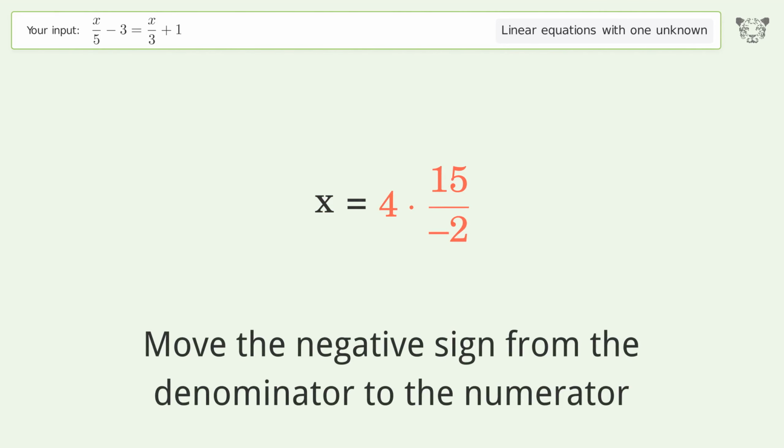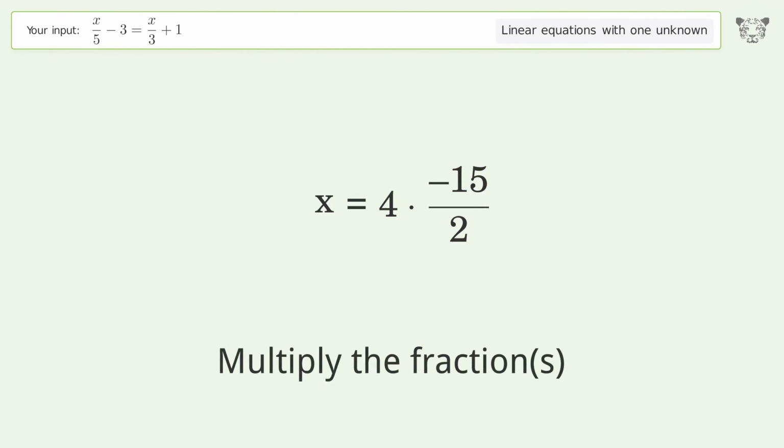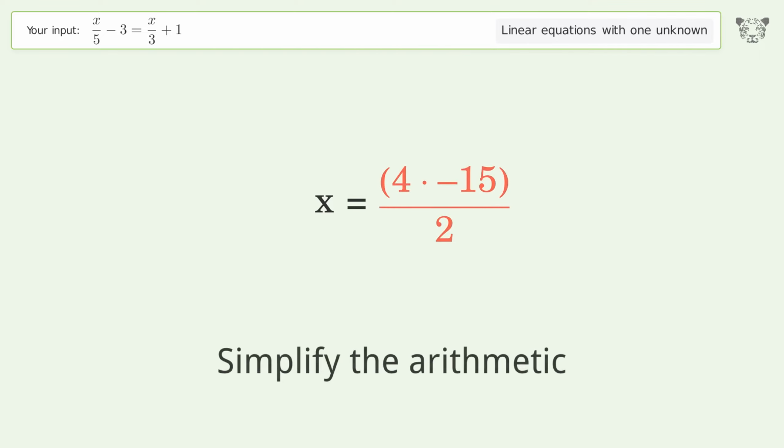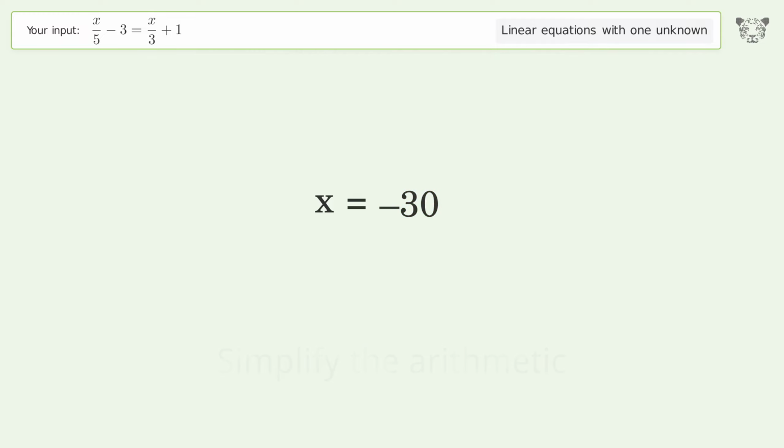Move the negative sign from the denominator to the numerator. Multiply the fractions. Simplify the arithmetic. And so the final result is x equals -30.